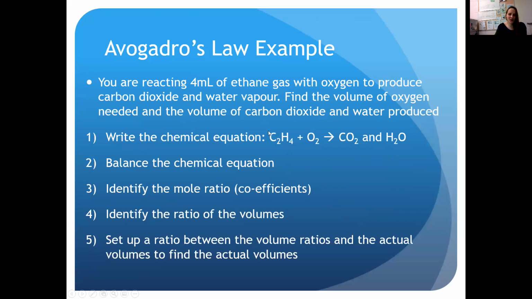So our first step is to write the chemical equation. Again, you would have to be given this formula for ethane, because that's not one that you would know. You would have to know that oxygen is O2 since it's diatomic. You would have to know that carbon dioxide is CO2 and water is H2O. Our next step is to then balance that chemical equation, identify the mole ratio, which is the coefficients, then identify the ratio of the volumes and set up a ratio to find the actual volumes. So let's switch over to my document camera and we can work through this problem.